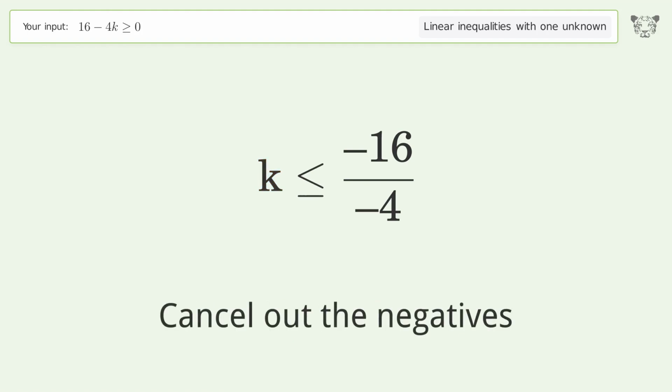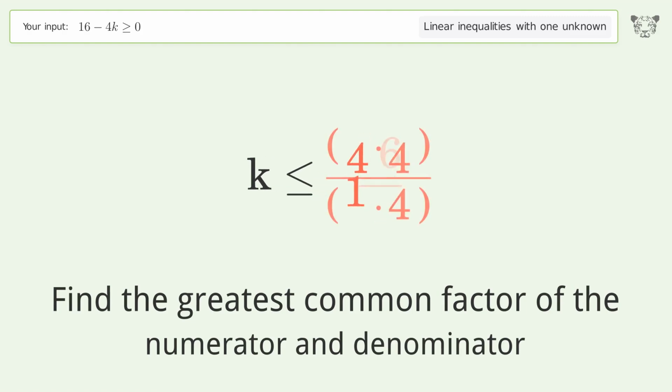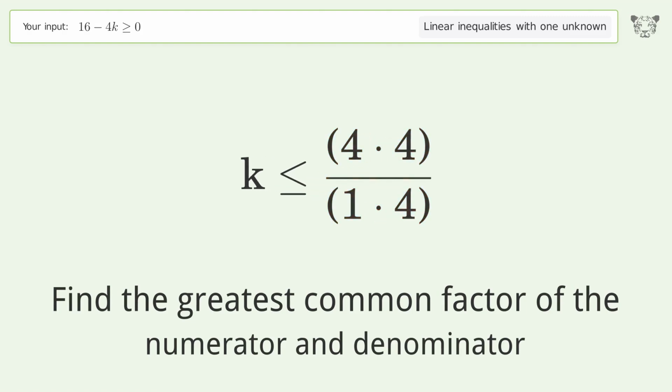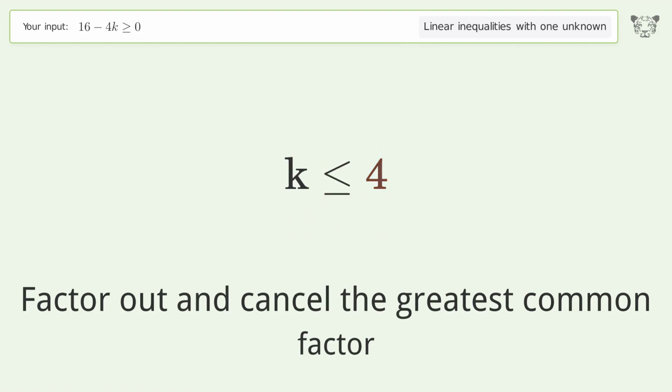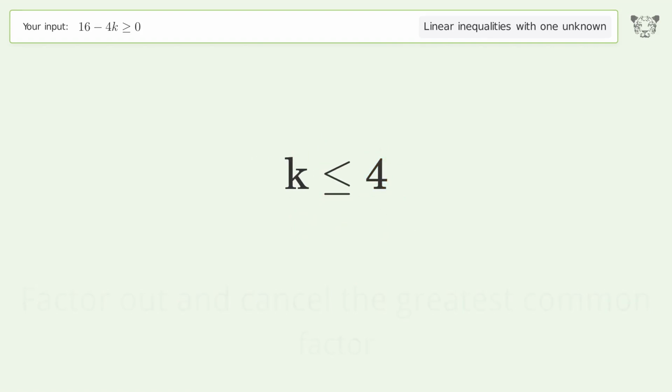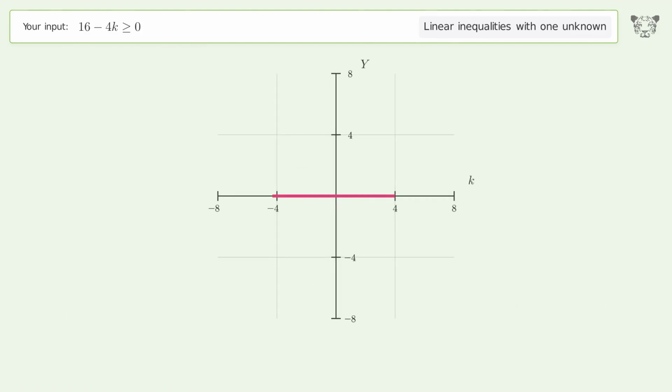Cancel out the negatives. Find the greatest common factor of the numerator and denominator. Factor out and cancel the greatest common factor. Plot the solution on a coordinate grid. And so the final result is k equal or smaller than 4.